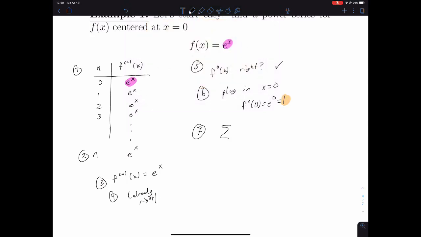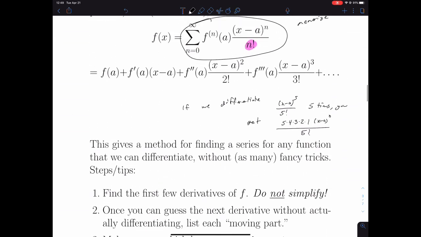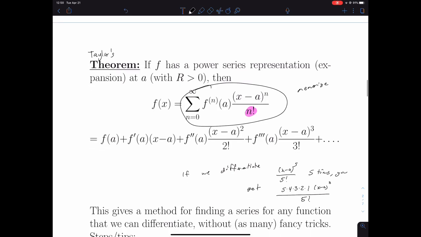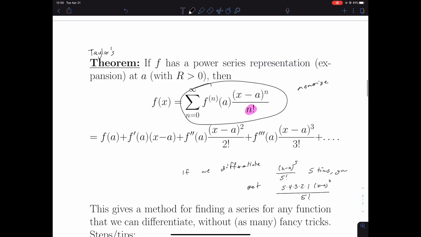So this will be the sum from n equals 0 to infinity of the nth derivative at 0, which is 1, times (x minus 0) to the n over n factorial. And this piece is just in the formula. This will always be in all of your Taylor series because it's in the formula. By the way, this theorem here is called Taylor's theorem. And what you get from this is a Taylor series. All power series are Taylor series. Well, if a power series is equal to a function, then it's the Taylor series for that function.